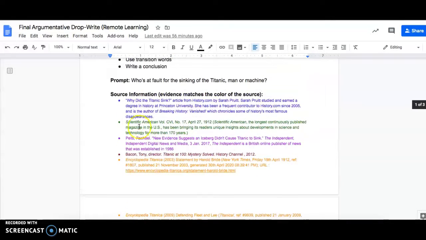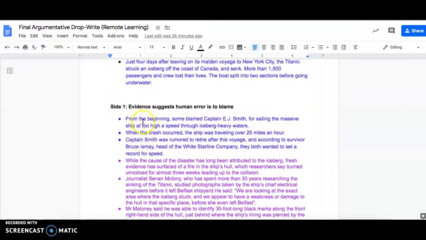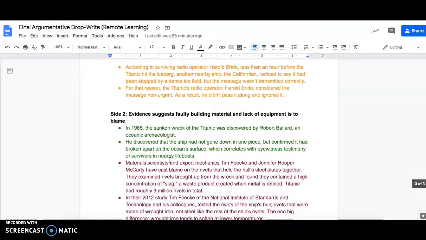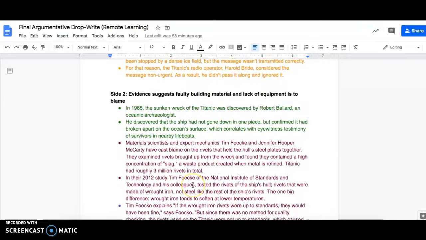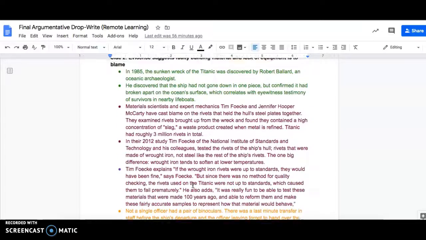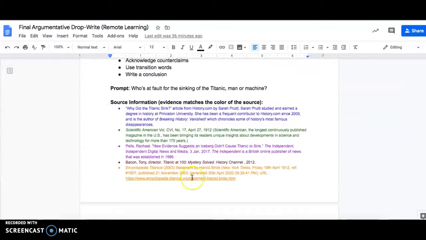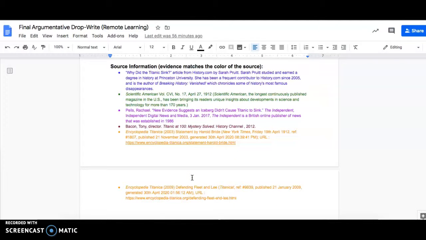That means that it's from this blue source, right? So here's our side 1 that human error is to blame, and then right here is side 2 saying that it was faulty building material or lack of equipment, so the machine side essentially. And again, it's all color coded, so you can refer back to the source information to figure out what the source is for that information.